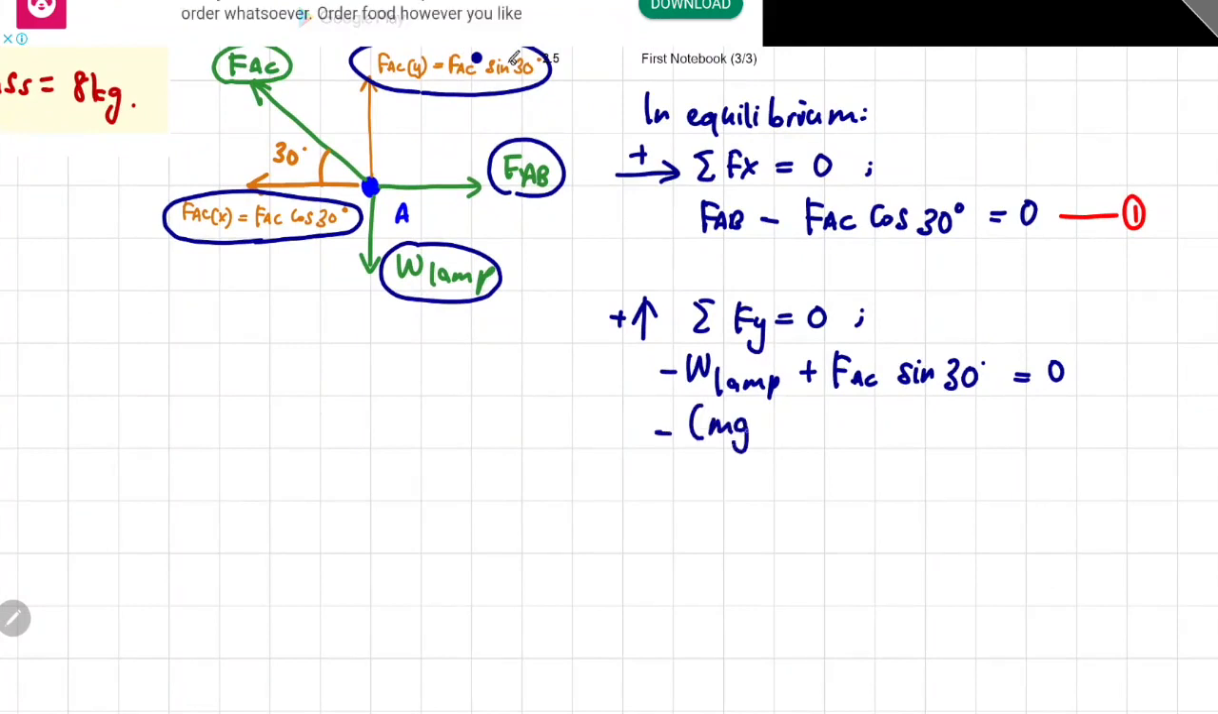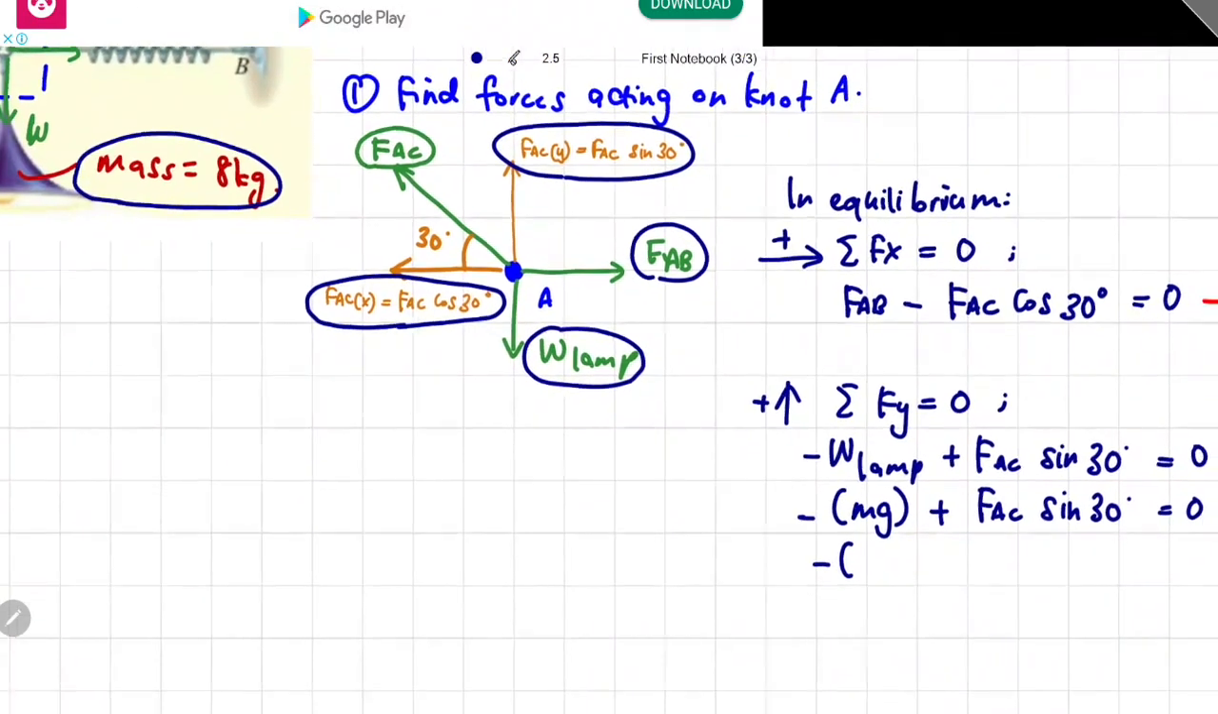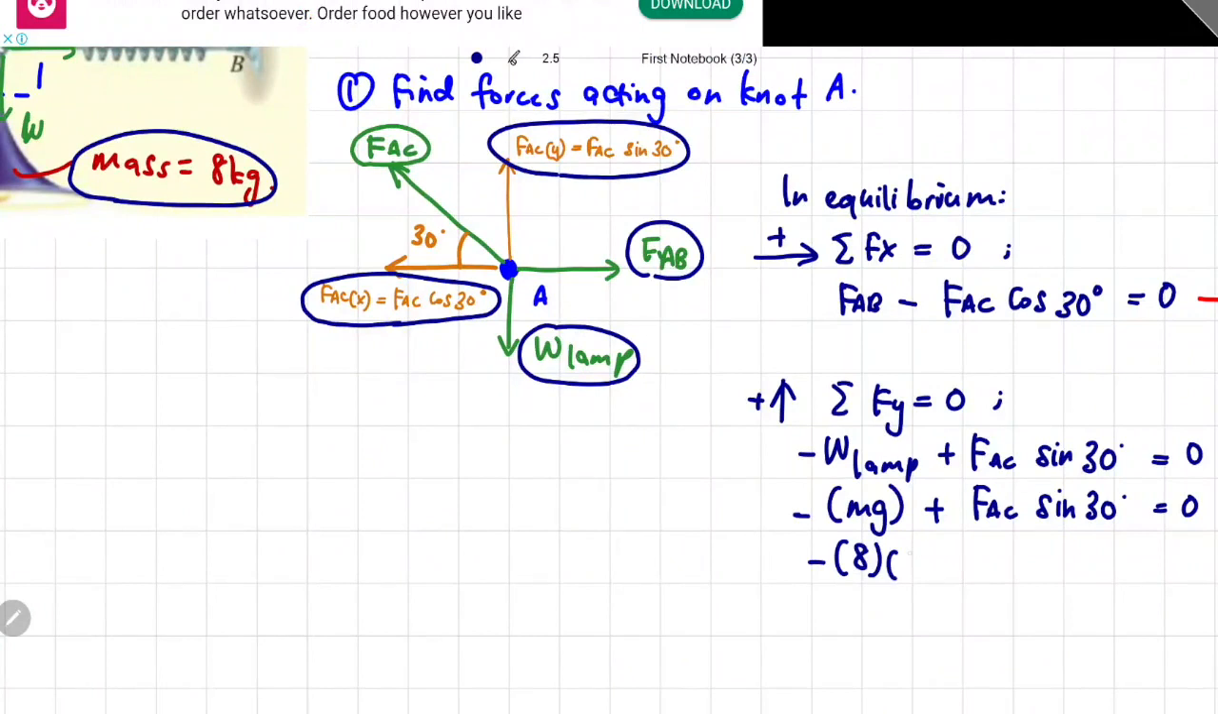The weight can be calculated using the formula mg. And then the remaining expression, we don't know, so we just use it as it is. The mass of the lamp is given to be 8 kg and the g value is the standard value of gravitational acceleration, which is 9.81.